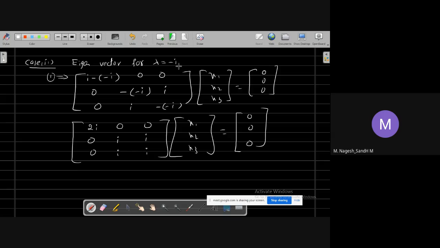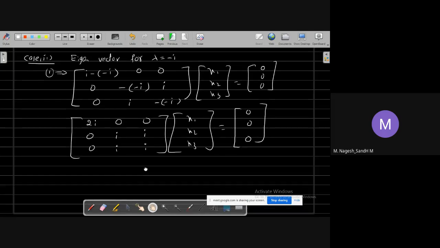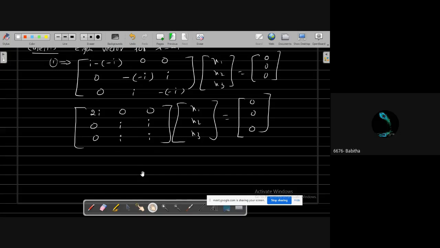Minus i is not repeated. Can anyone? No, sir. So when it is not repeated, how many equations do you have to take? Two equations. If you take the last two equations, both are the same. Now check it. Yes, sir. 0, i; 0, i. The last two are the same. So don't take them. I'm taking the first two equations.